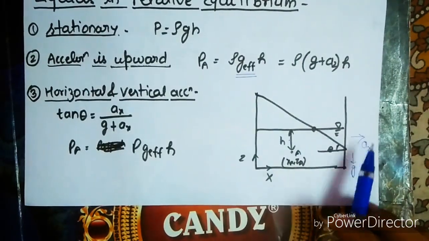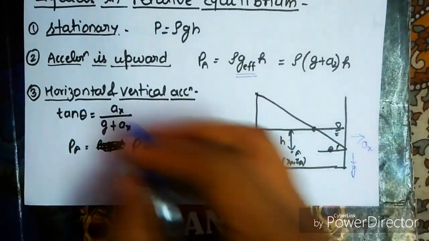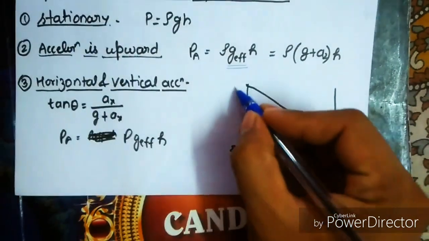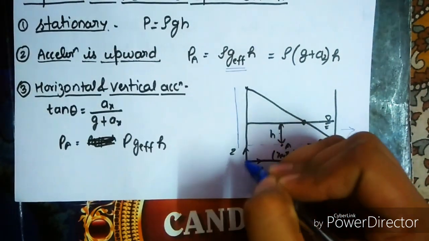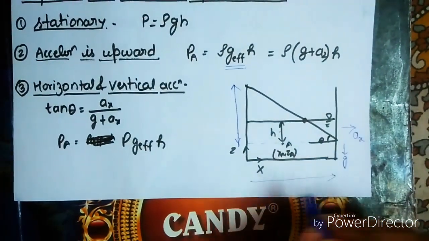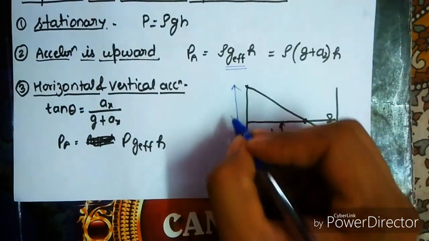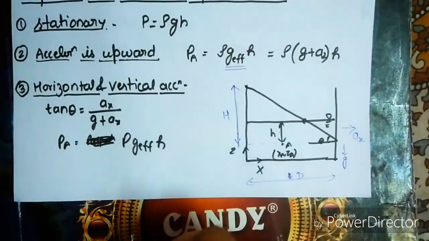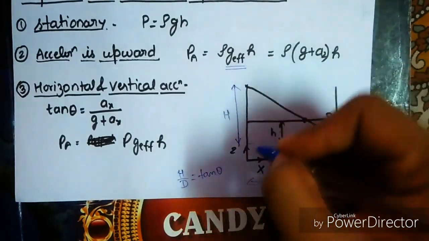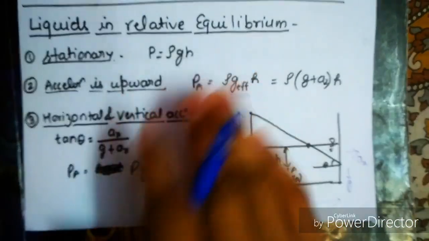Okay, where the value of theta is given by tan theta equal to a_x upon g plus a_z, and we can find out like this also if we want to determine this height. This we can also find out because we know this value. This must be some value like d, this is value h, then h upon d equals tan theta. Okay, by equating this we can find out this height, and the rest of the heights, whatever we want to determine, we can find out here.